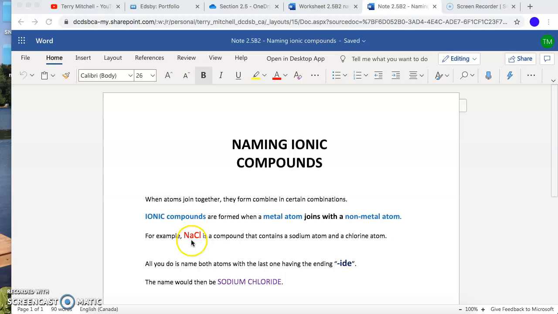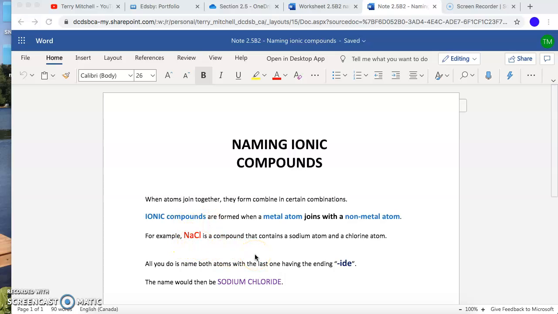In this case, sodium is a metal. It's a soft, shiny, silvery metal. And we have chlorine, which is not a metal at all. It's a gas or a liquid depending on the temperature of it. So in this case, we have an ionic compound, metal and non-metal.